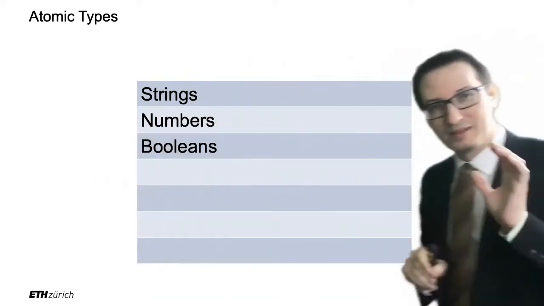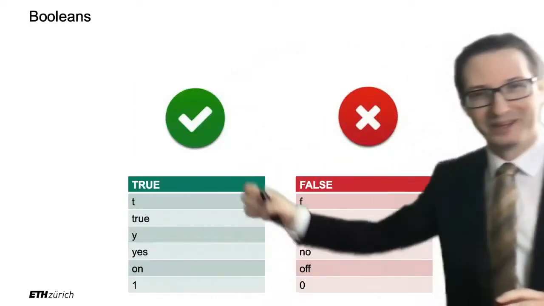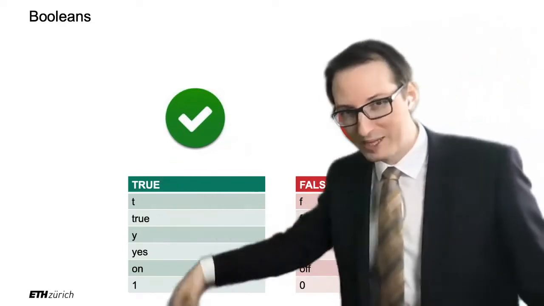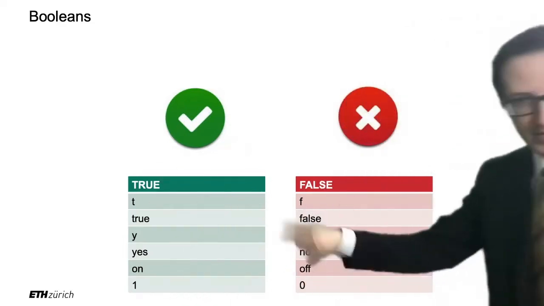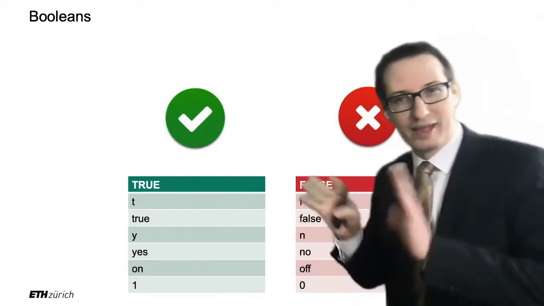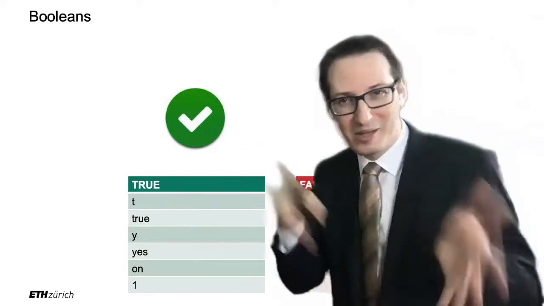All right, then we have Booleans. Boolean is easy. It's true or it's false. It's just two possible values. And you'll find plenty of representations: yes, no, true, false, TF, and so on, 1, 0. But anyway, in terms of value, it's basically either true or false.